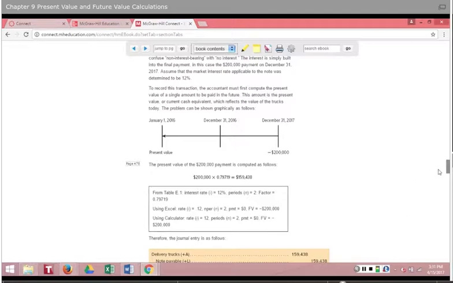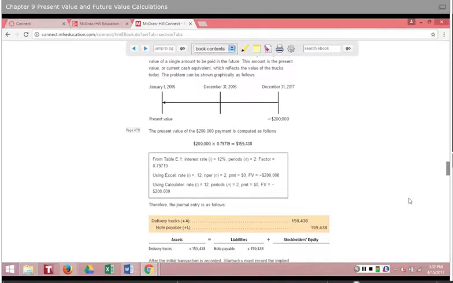Well, the answer is if the interest rate is 12% and the note is going to be repaid at the end of 2 years, and it's being repaid in one lump sum, that makes it present value of a single sum, which was the first table that we looked at. And so we would go to n equals 2 at an interest rate of 12%. We would pull the factor from the table, and then we would multiply that factor times the $200,000 to discount it to its present value. So let's go to the table.